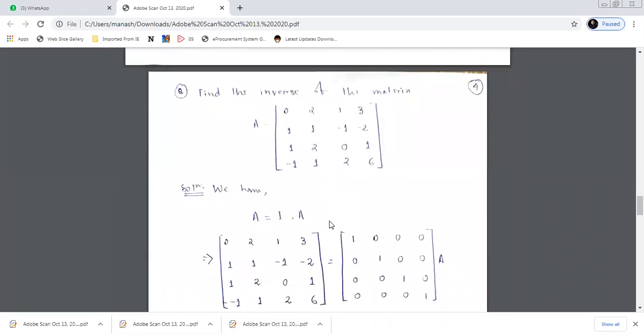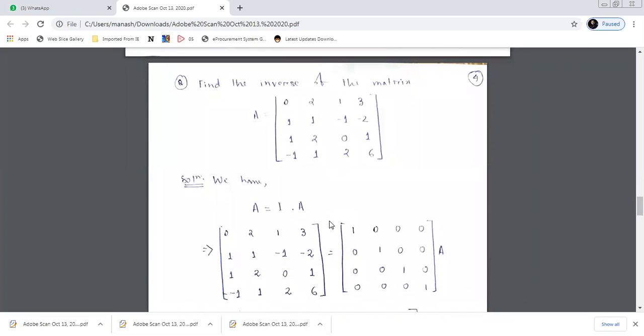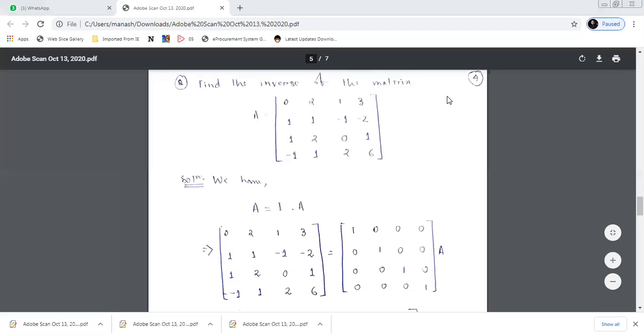This is find the inverse of the matrix. So it is a fourth order matrix. Okay. The previous one is a third order matrix. It is a fourth order matrix. So in the same way we can write a matrix A equal to I into A, where I is the identity matrix. Clear?